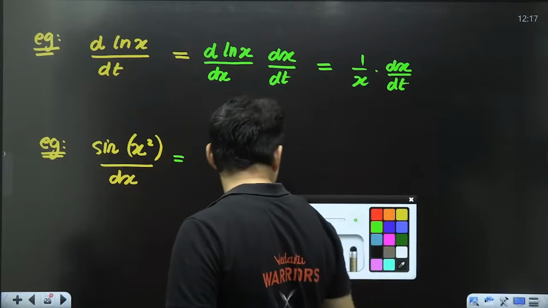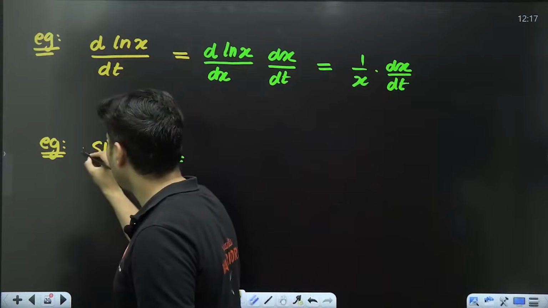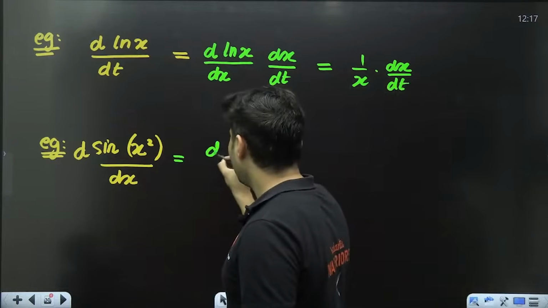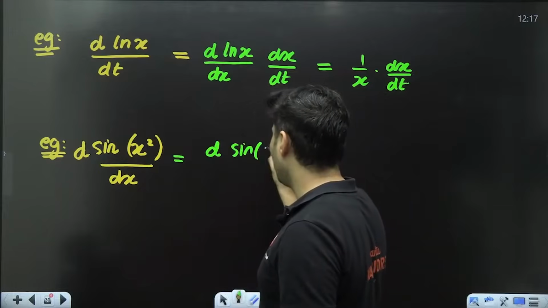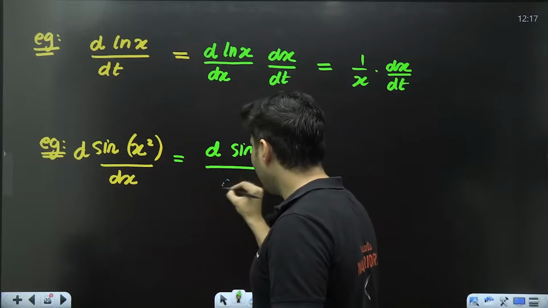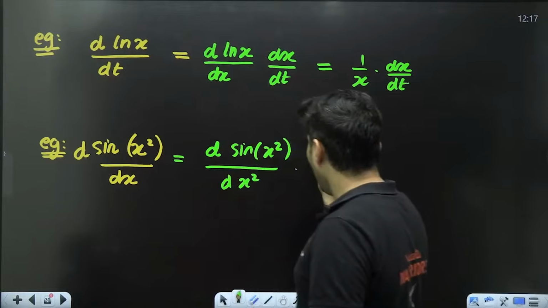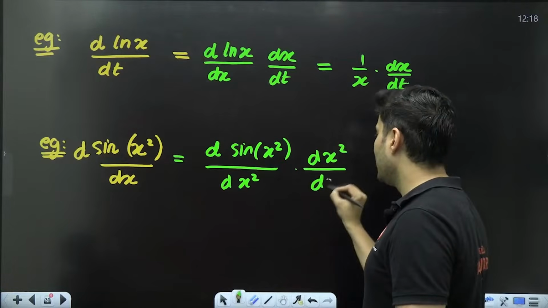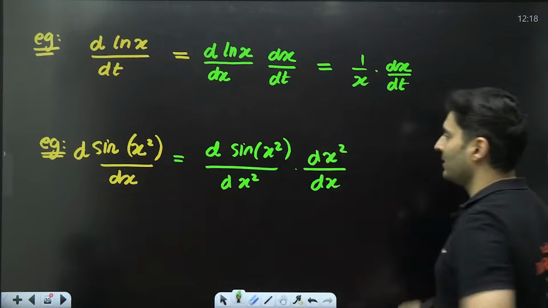I had to put d over here. I think that d was missing. My bad, guys. Yeah. So that d was missing. So what I will do is derivative of sine of x square with respect to dx square. I have to also multiply to preserve the equality and then keep that dx from here as it is.